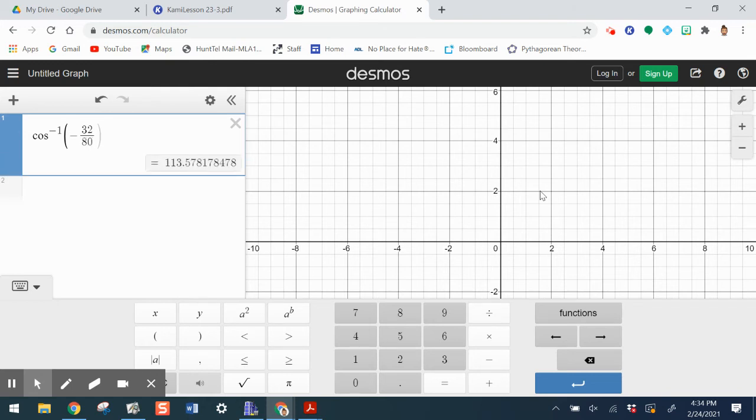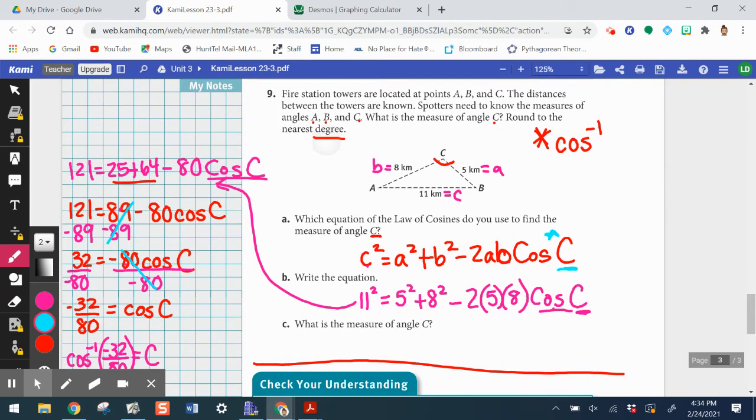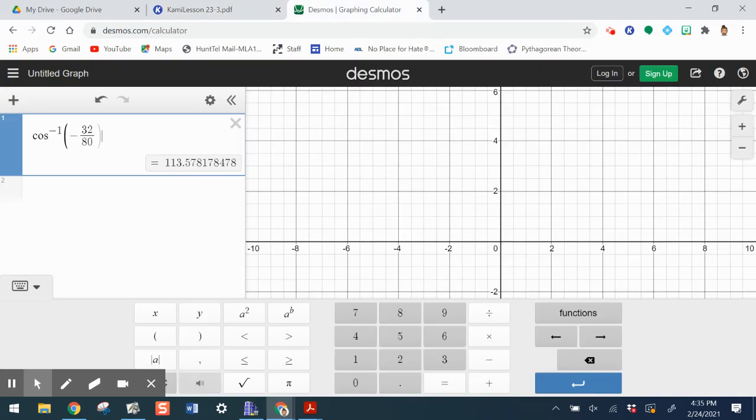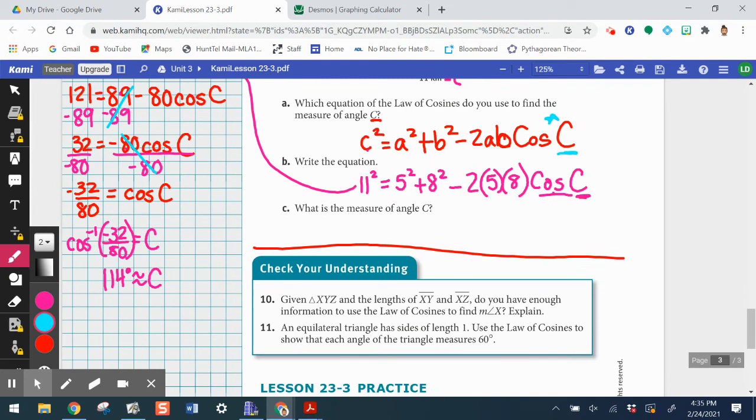And so we see here that the cosine inverse of negative 32 over 80 is 113.578, and so forth. And I believe the directions were to round to the nearest degree, so the nearest whole number in this case. So the 5 in the tenths place tells the 3 to round up to 114 degrees. So the measure of angle C is 114 degrees.